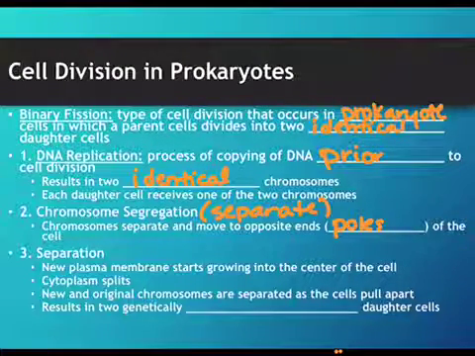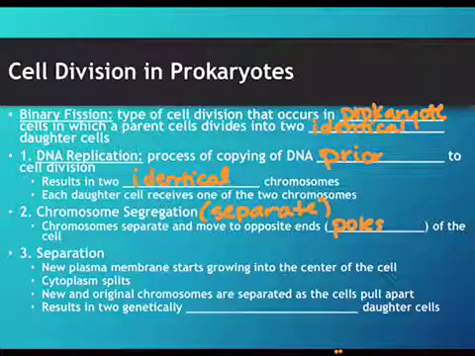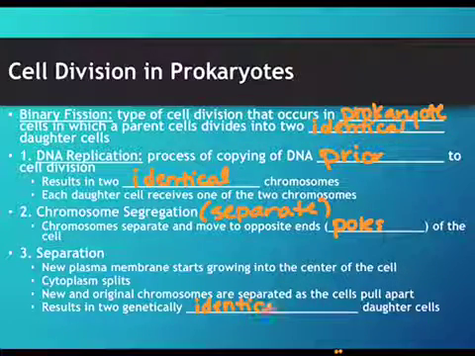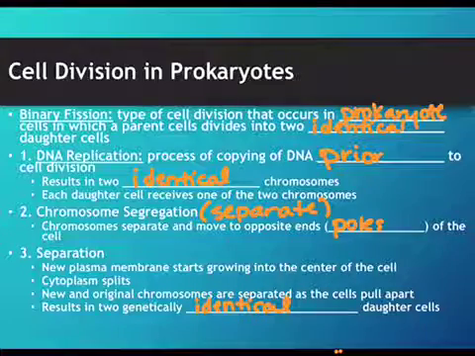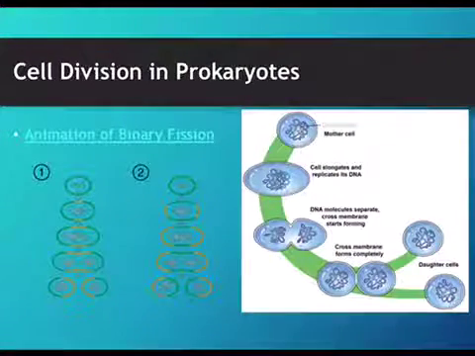And then the last step is separation. This is when a new plasma membrane starts to grow into the center of the cell. The cytoplasm ends up getting split into 2. The new and original chromosomes are separated as the cells pull apart. And the result of separation is 2 genetically identical daughter cells. And so we have a couple graphics of this.